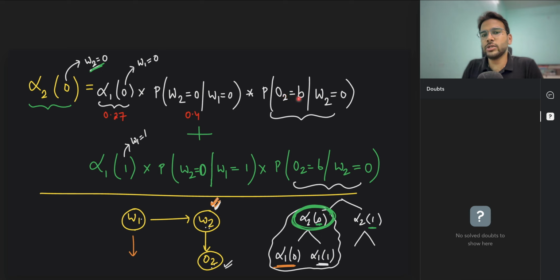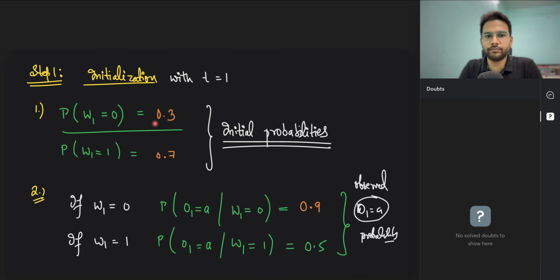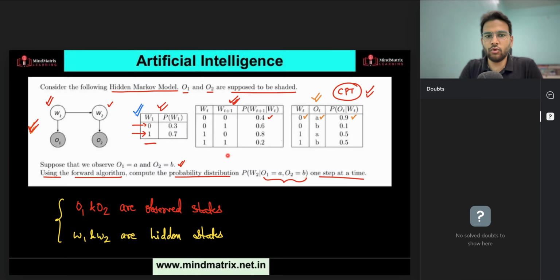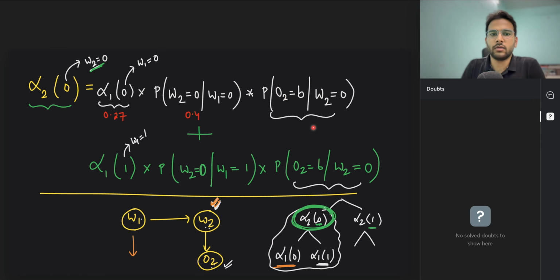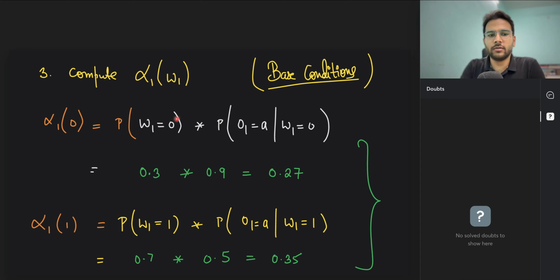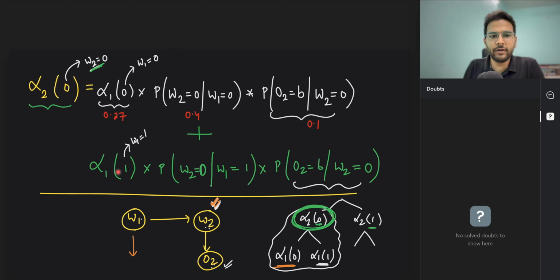What about probability of O2 is equal to B given W2 is 0? Can I say 0.1? Exactly, very good. It is 0.1. So probability of O2 is equal to B given W2 is equal to 0 is 0.1. Fine. Okay. What about alpha 1 of 1 that we have calculated just now? That is 0.35.